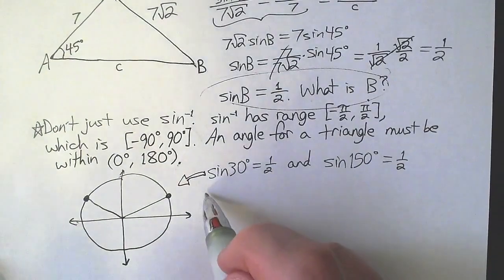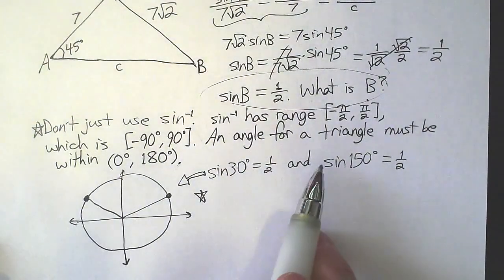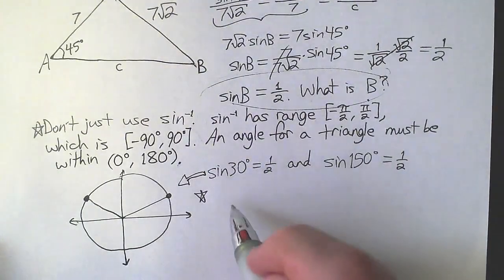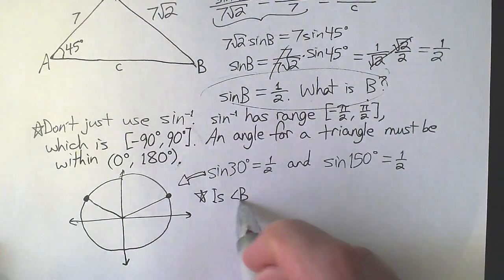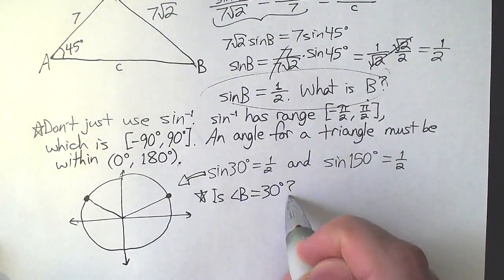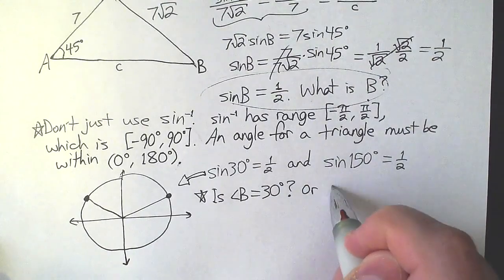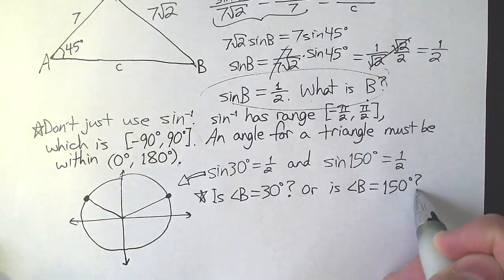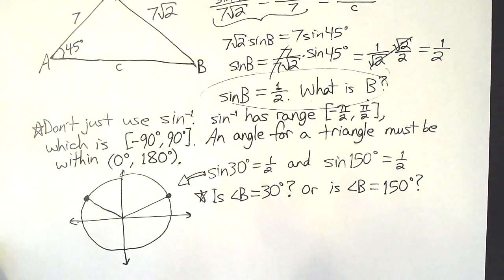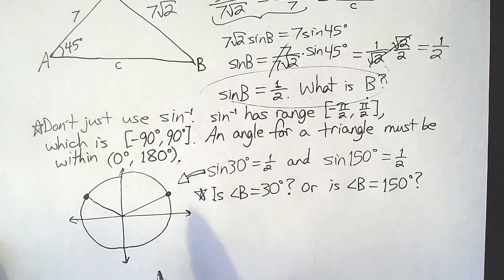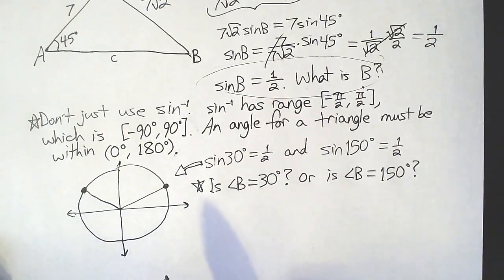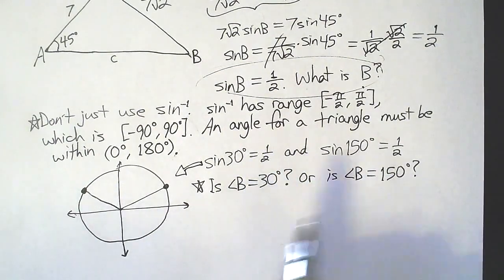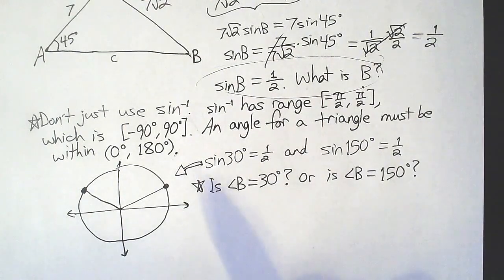So then the question becomes, which one of these 2 angles is it? Is it 30 or is it 150? So is angle B 30 degrees or is angle B 150 degrees? We're going to use logic to figure out which one it has to be. This is the part where, if we were in the classroom right now, I would ask someone to tell me. So why don't you just think about it for a second?